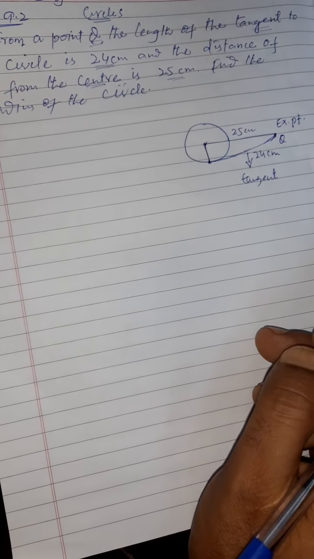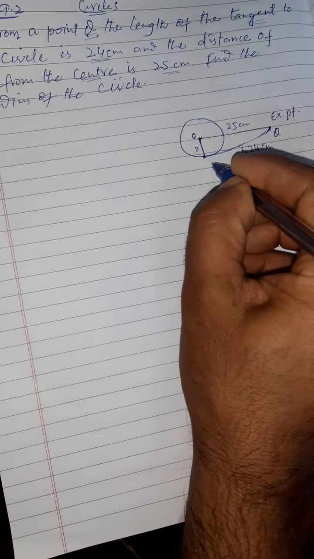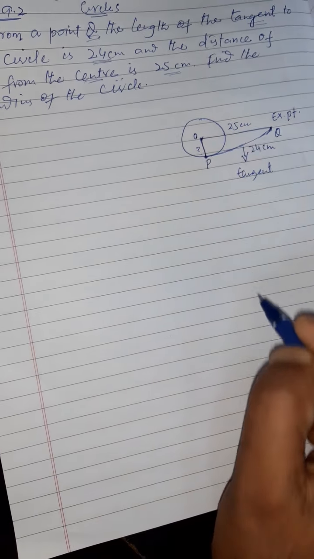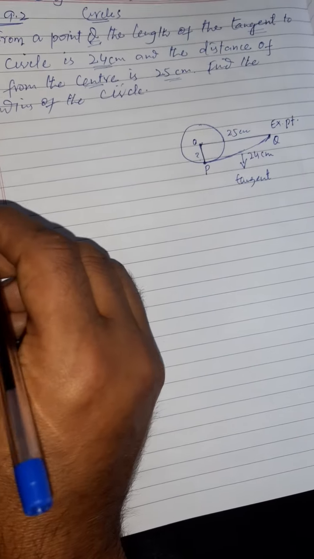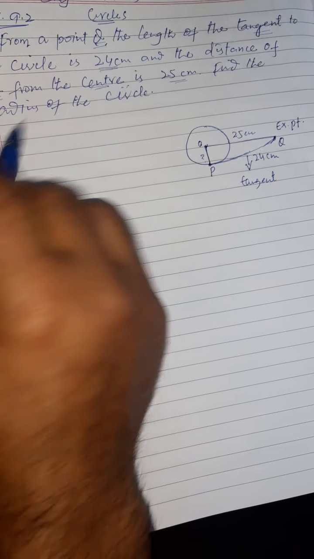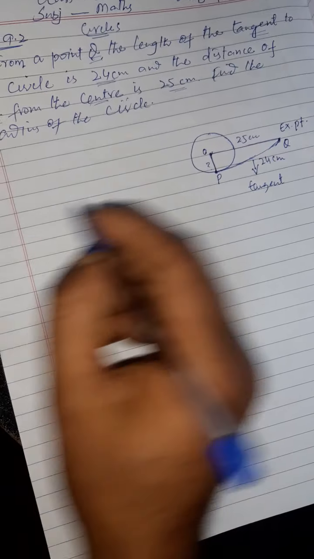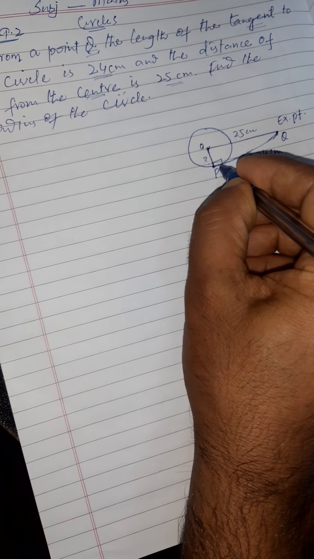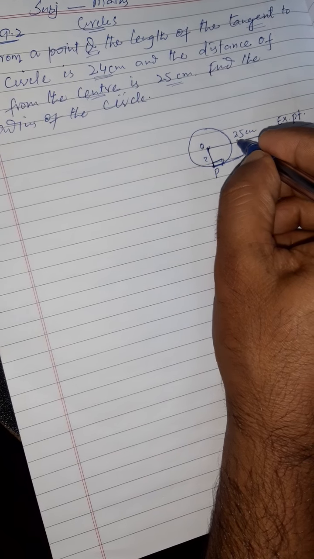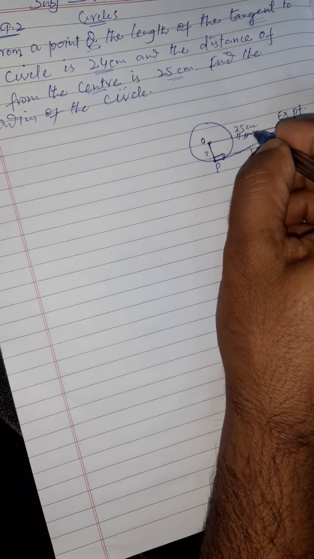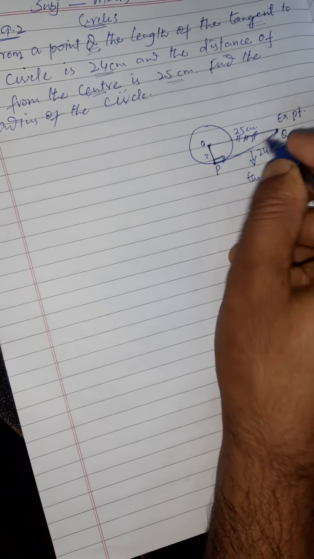Here, dear students, we have to find this radius of the circle, that is OP, and let's consider this point of contact as P. We know the tangent and the radius are always perpendicular to each other, so it means we are having a triangle POQ, right angled at P. So this is the hypotenuse, and this is the perpendicular side, and let's consider this as the base side.